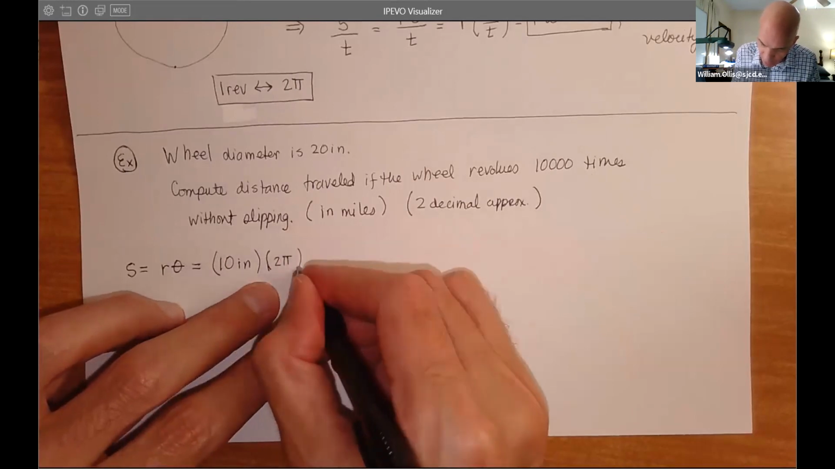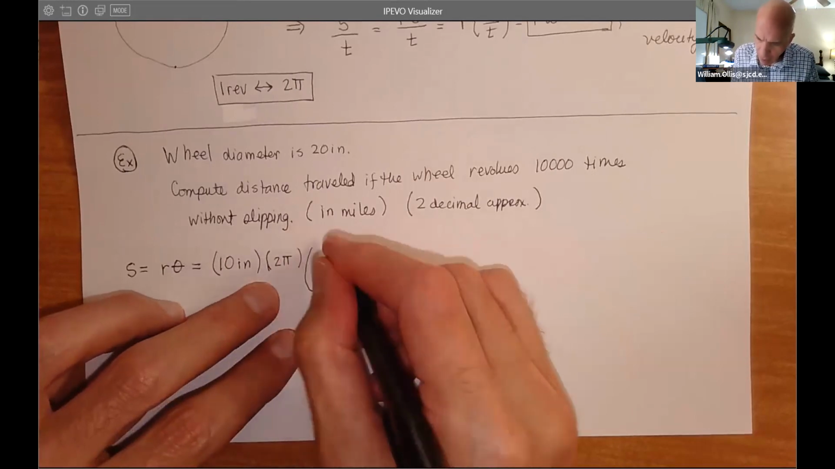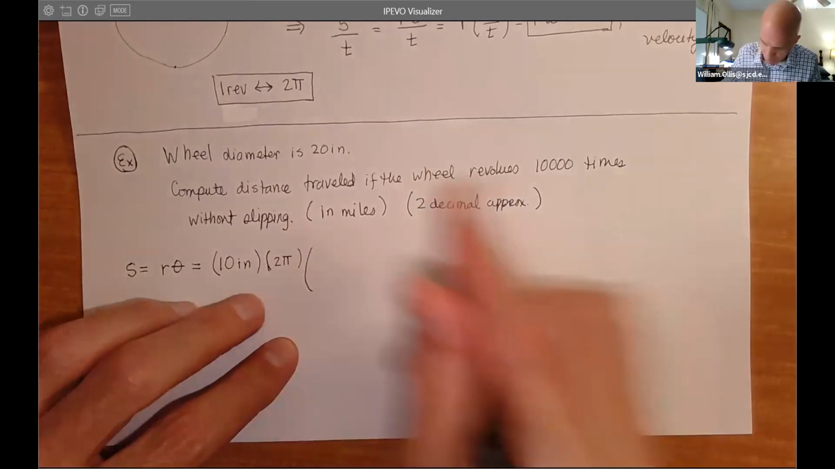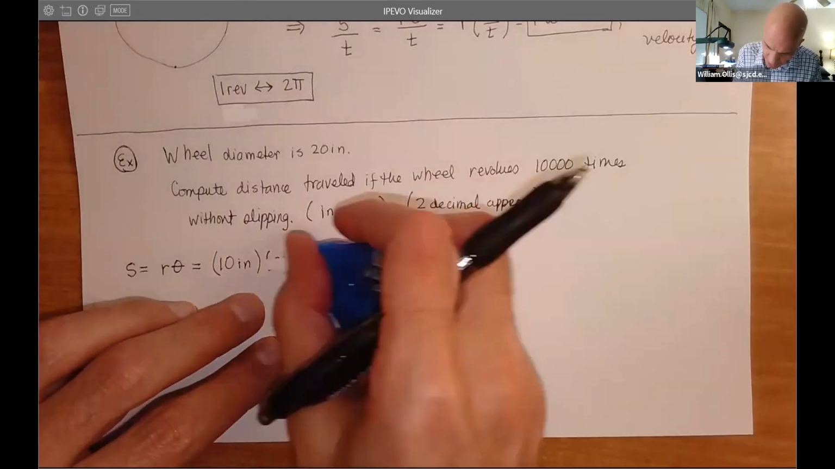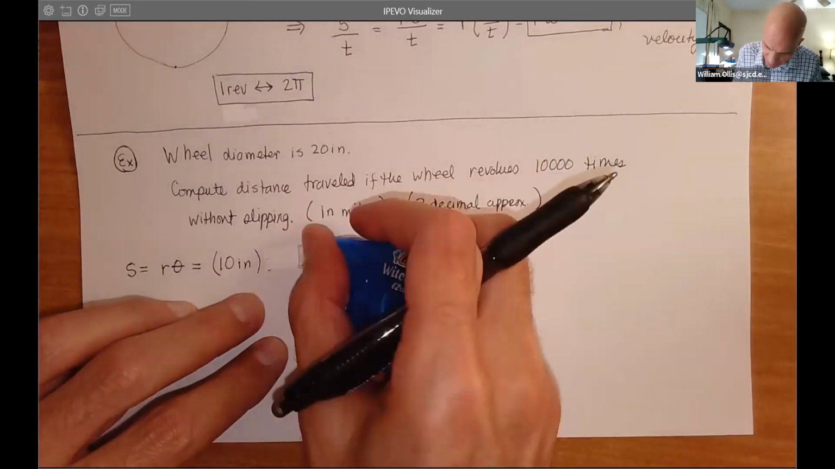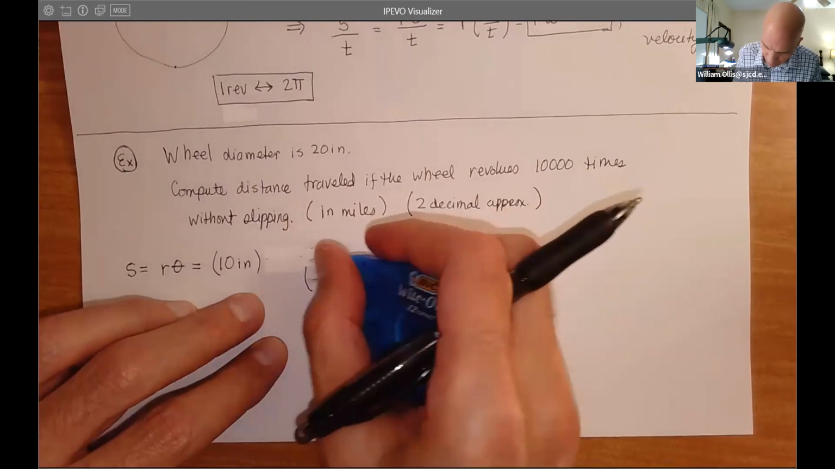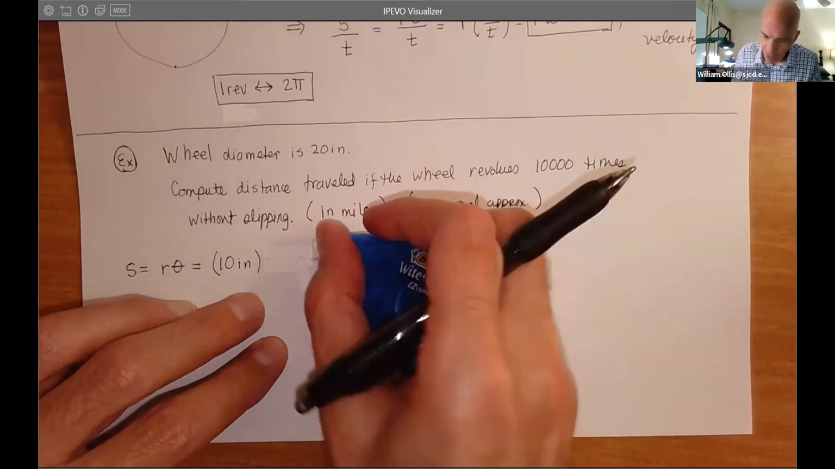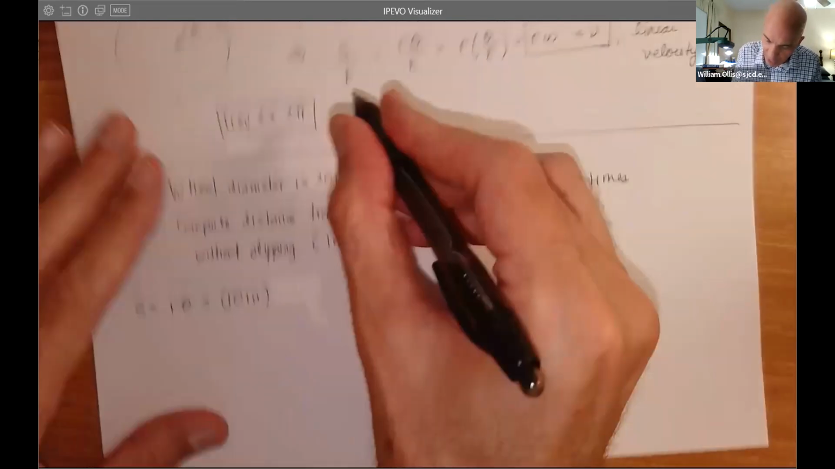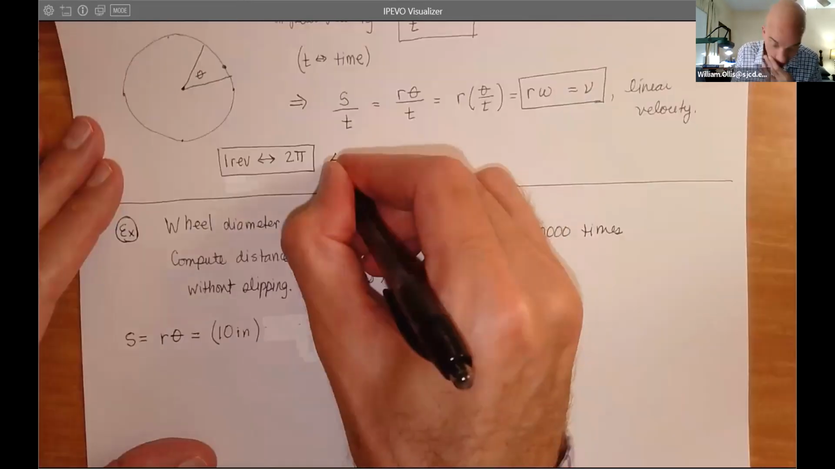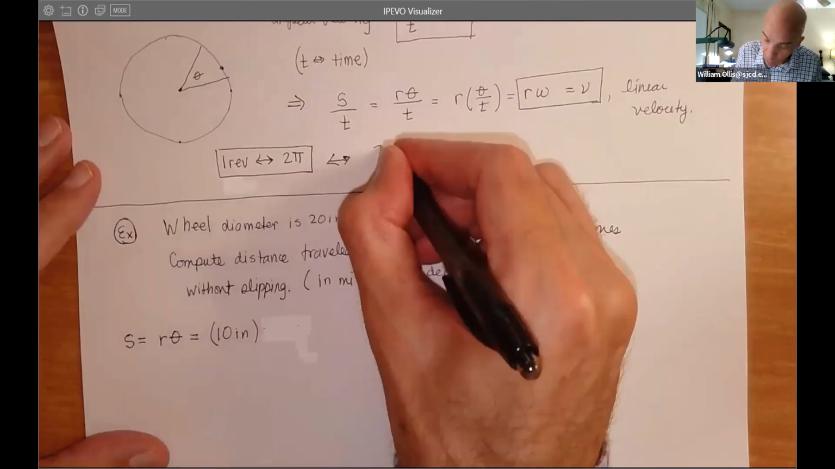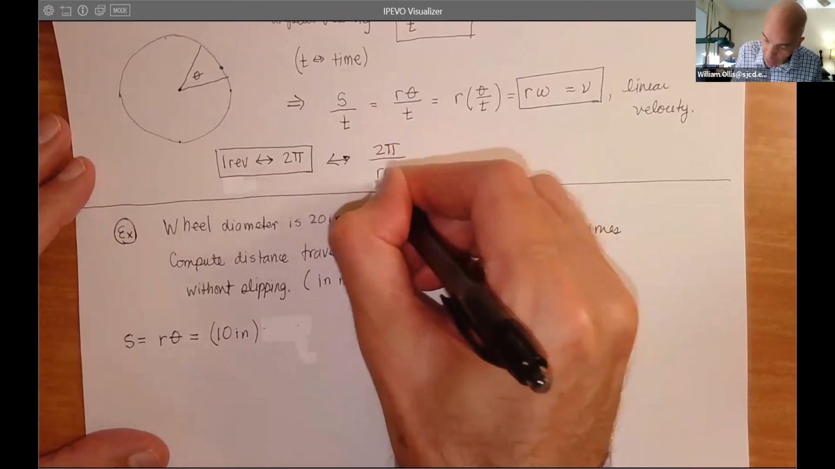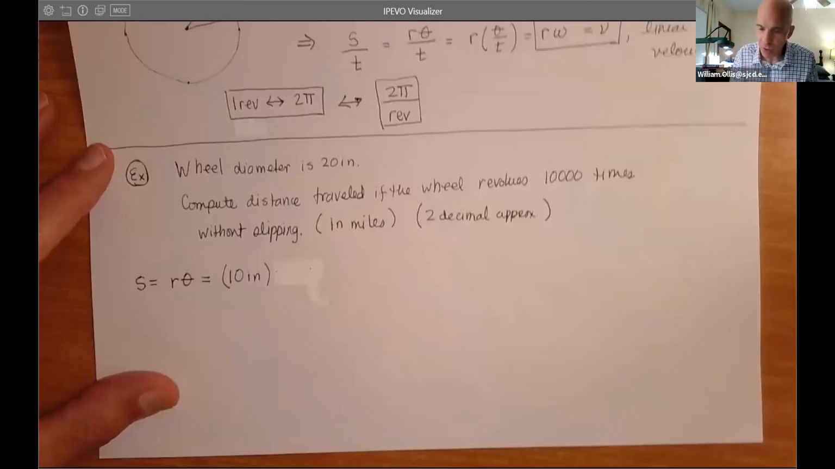Let's see. How do I want to write this? Oh yeah, let me write it this way so you'll see the dimensions work. This is being a little bit sloppy, so let me write it in a way that's a little bit better. So we have 2 pi radians per revolution, which makes it a little bit easier to write in the computation.